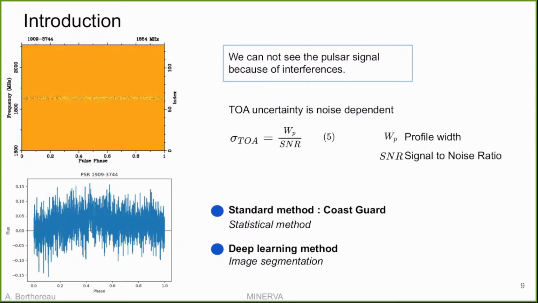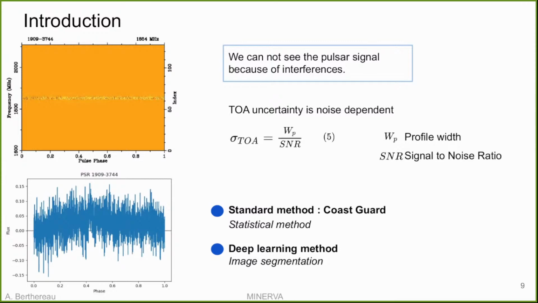still 1909, because this is our best pulsar. It will be the start of my presentation. And you have an observation, you have a frequency phase diagram here, and just under you have the flux of the pulsar. You cannot see the pulsar in this observation because you have a very strong RFI, the horizontal line. And the pulsar is hidden behind this RFI. If we could see a pulsar in this observation, you would have a vertical line.